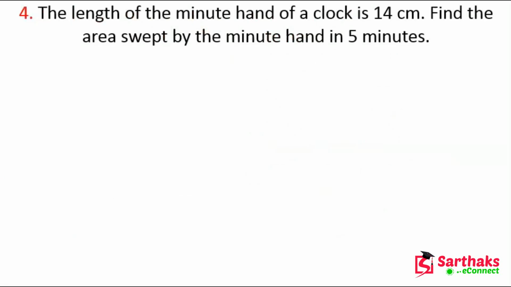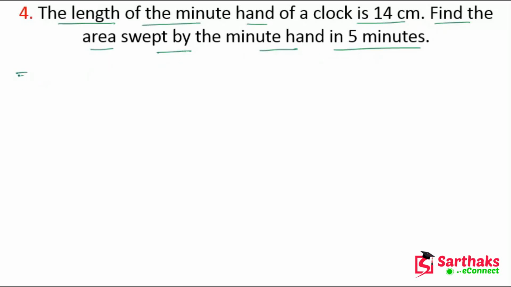Question number 4 is, the length of the minute hand of a clock is 14 centimeter. The length of the minute hand is what? Yes, 14 centimeter. Find the area swept by the minute hand in 5 minutes. Okay, we have to find the area swept by the minute hand in 5 minutes.